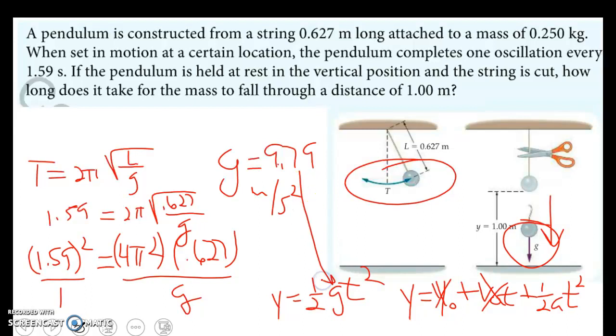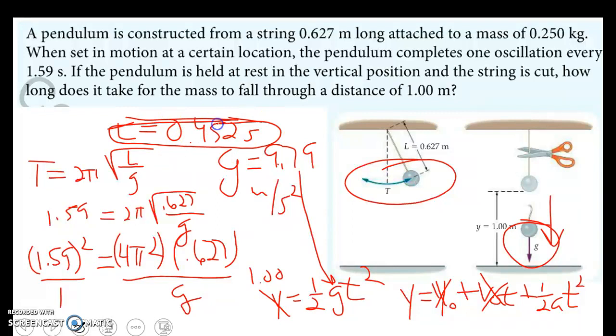I substitute that into there. My y is 1 meter. I can find my time. And my time, when I substitute in, should be 0.452 seconds. If you want me to do this math with you differently, come and see me and we can work through this problem together.